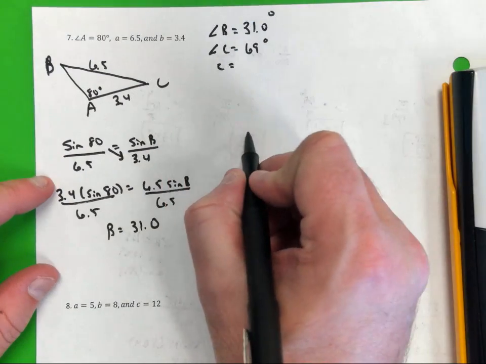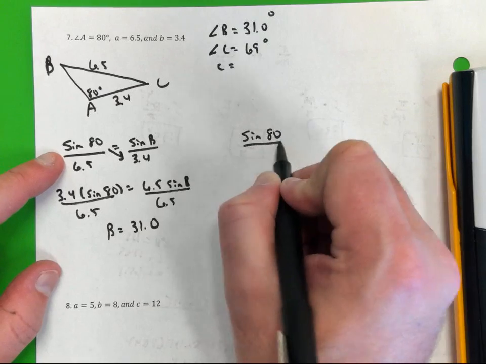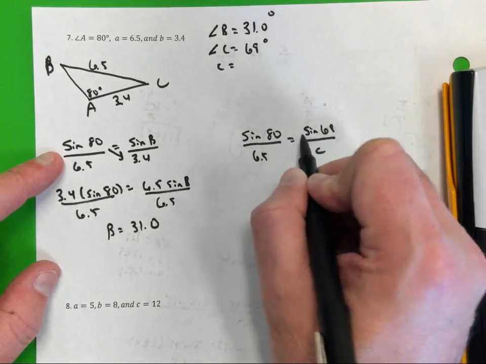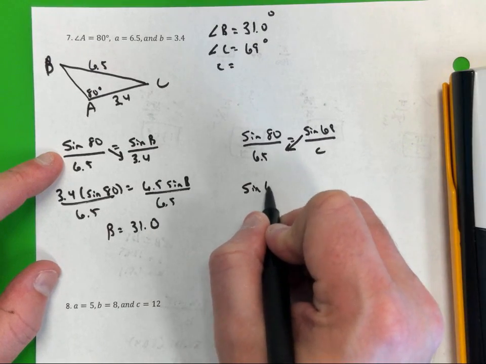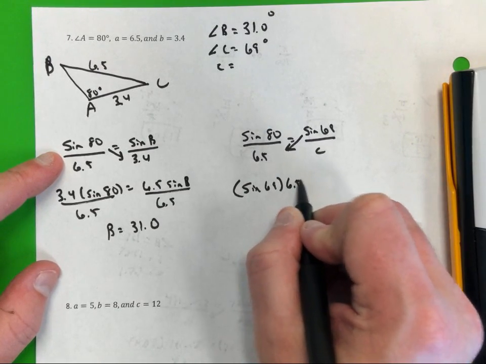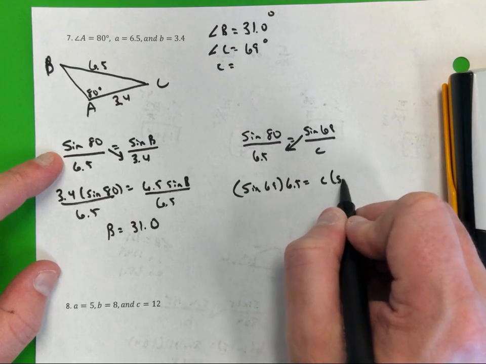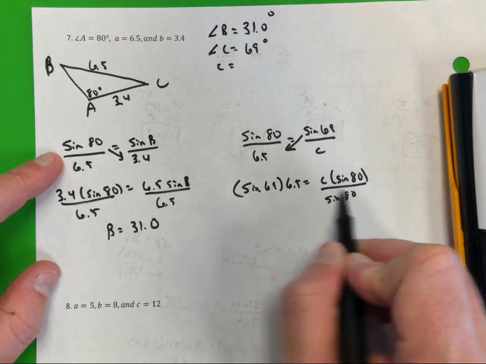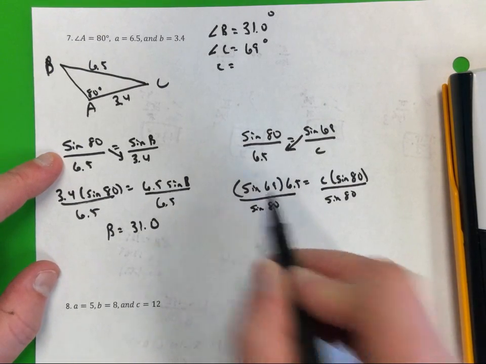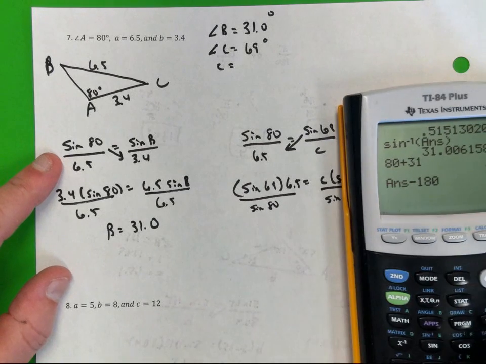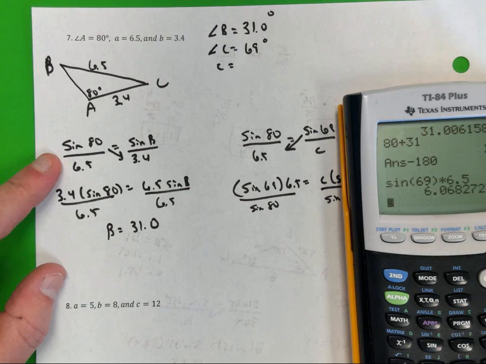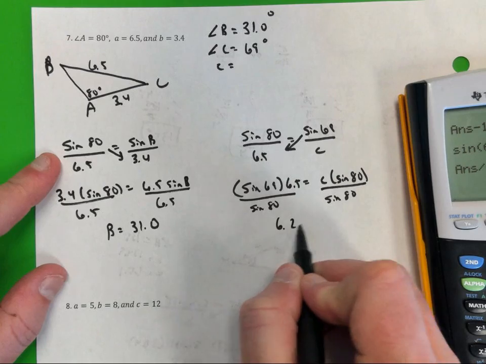Now I need to find side C, so I'm going to use the same one I used over here. We've got to find side C, so sine of 69, cross multiply. I think it's 6.2.